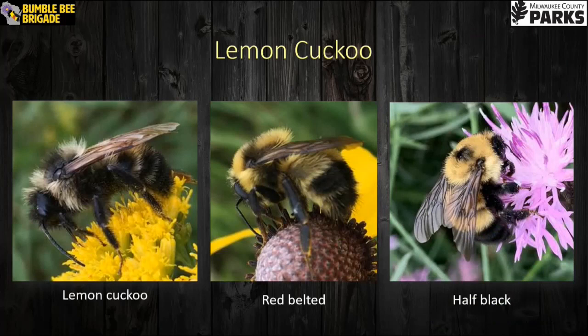Male lemon cuckoos can be confused with red belts and half-blacks. Lemon cuckoo males don't have the enlarged eyes that red belts have, so that can be a good distinguishing feature. To distinguish male lemon cuckoos from half-blacks, look for the black face of the lemon cuckoo.